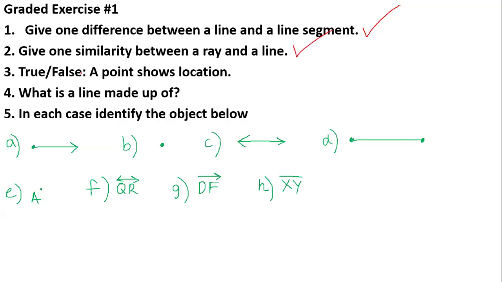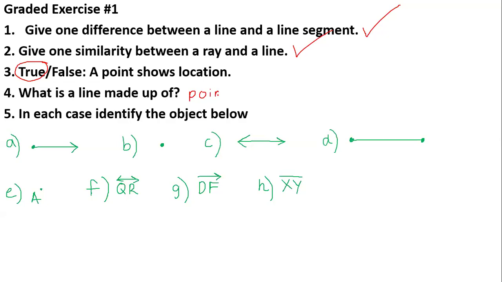True or false? A point shows location. I have true. Most definitely true. Number 4, what is a line made up of? A line is made up of an infinite amount of points closely placed together, extended in opposite directions. Very good. A line is made up of points, an infinite number of points.